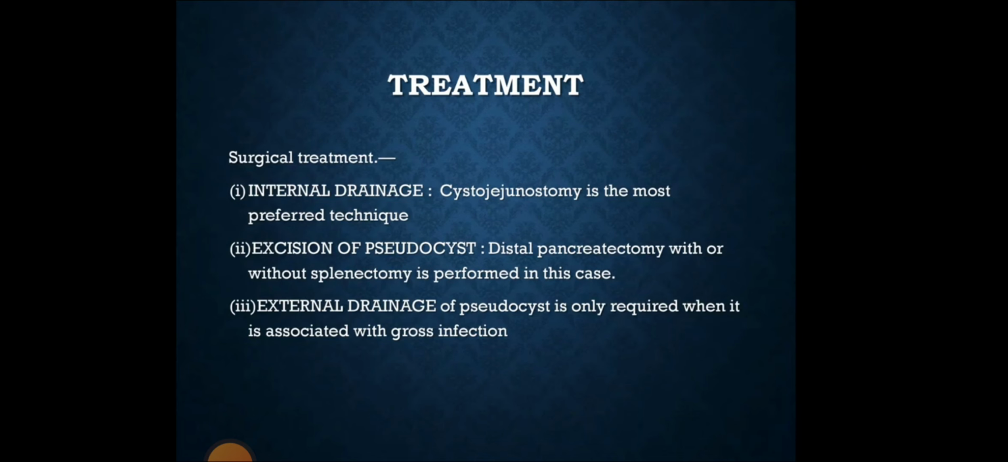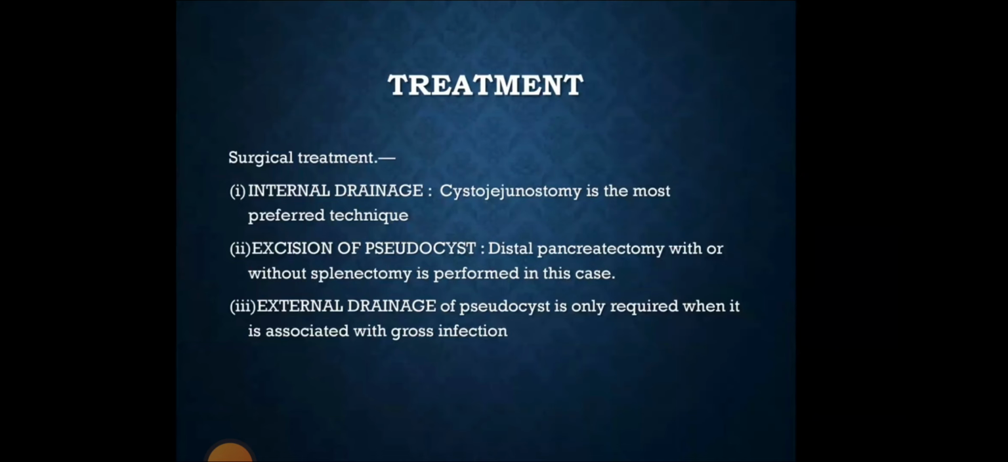Similarly, cystojejunostomy is into the jejunum. So based on where the anastomosis is created, three options are there for internal drainage: cystojejunostomy, cystogastrostomy, and cystoduodenostomy. And among these, cystojejunostomy is the most preferred technique.